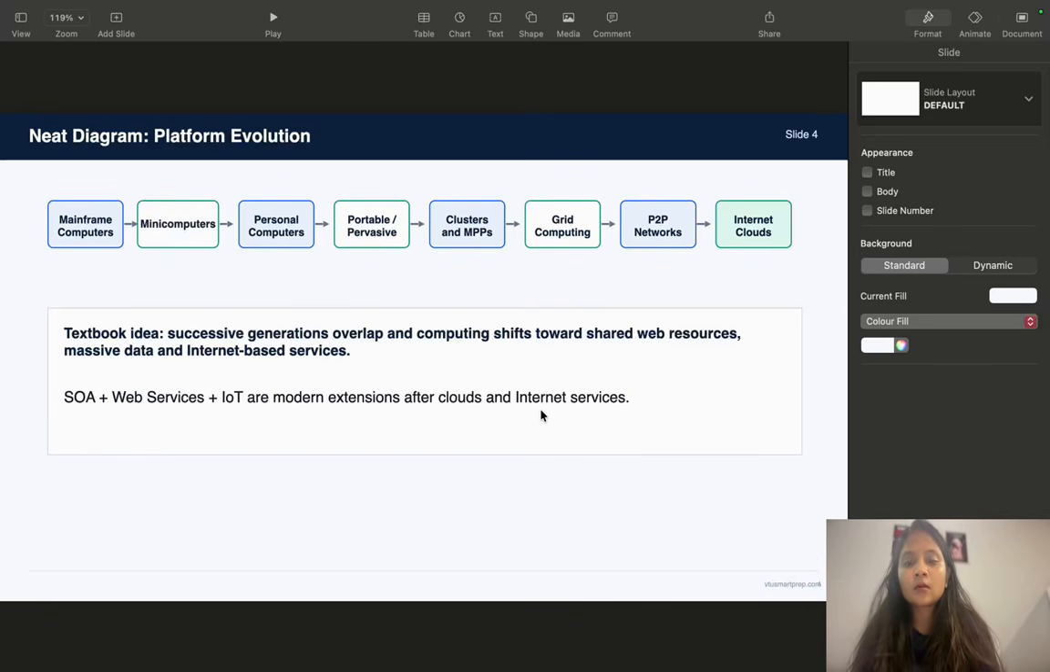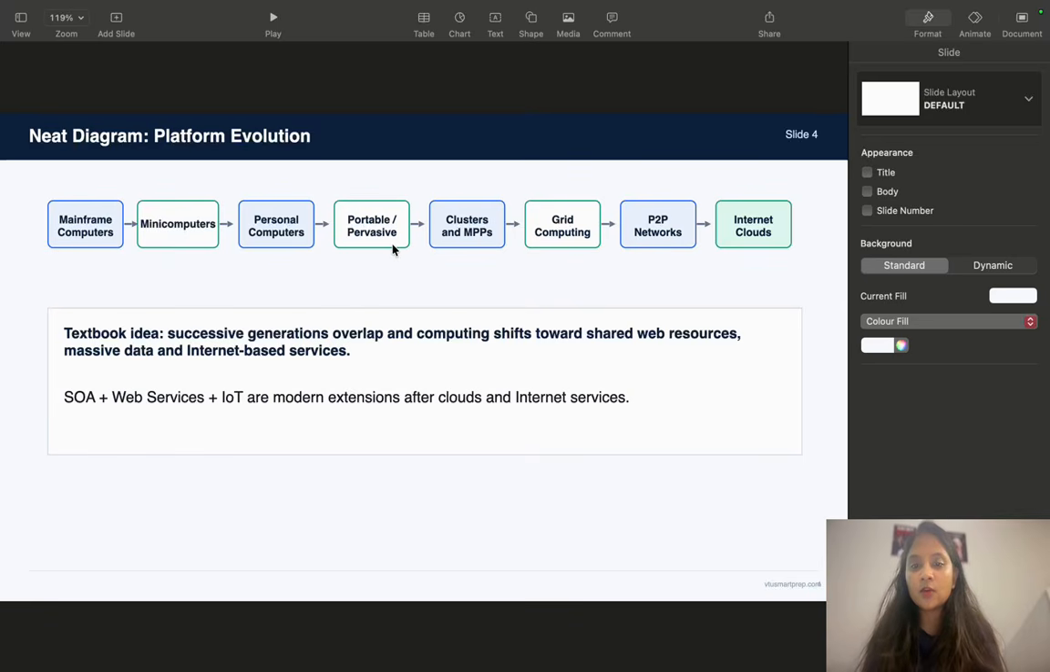Okay, so here you can see the flow. Look at the diagram. The evolution started from the mainframe computers, right? Mainframe computers, and then it moved to the mini computers. Remember these keywords, it will be easy for you to write the explanation. So the evolution started from the mainframe computers, then mini computers, and then to the personal computers.